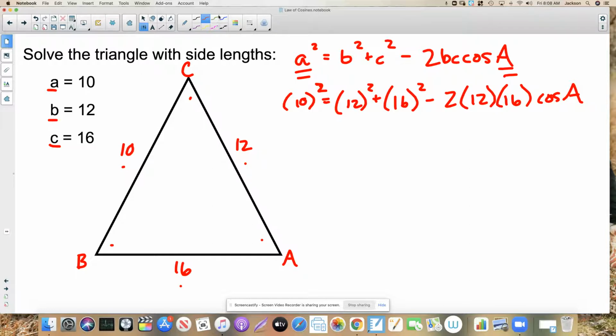And so what we're solving for first is this angle. That's the only unknown value in this problem. When you look at what we know, there are some calculations that we can do, but really we're having to solve for this A, which means having to isolate this package first. So let's calculate what we know here. We're going to have 100 equals 144 plus 256 minus, now this is one big product. We can multiply this in any order that we want.